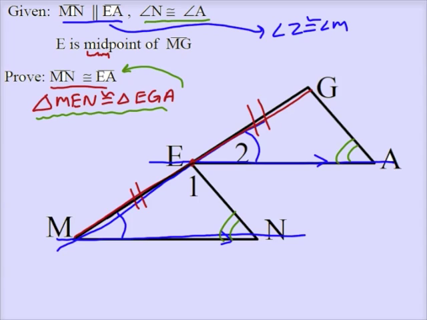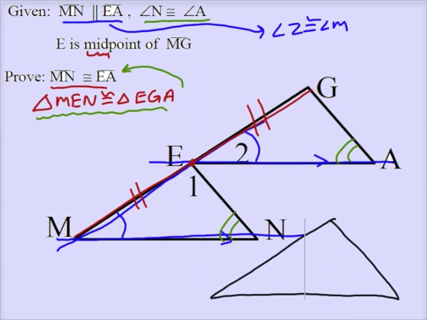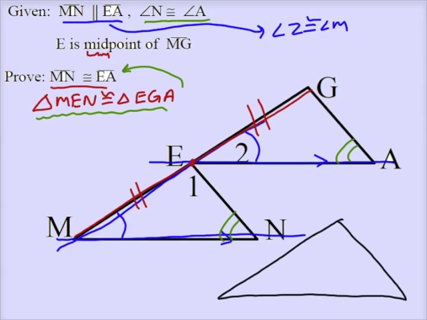Now let's pull out one of those triangles. In these triangles, we are given that these blue angles are congruent, angle M and angle 2. We're given that these green angles are congruent, angle N and angle A. And then finally, we've got the midpoint of a segment, which means that these segments are congruent. So we've got the green, the blue, and the red. We can either talk about angle, angle, side, or angle, side, angle. And how do we pick?